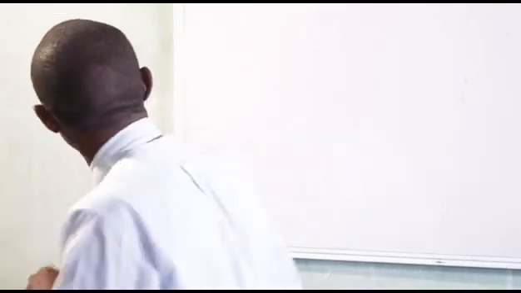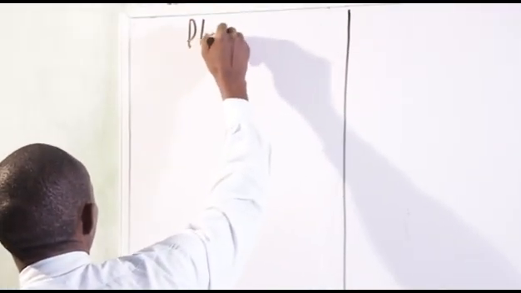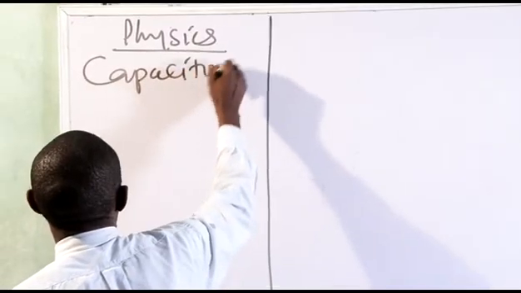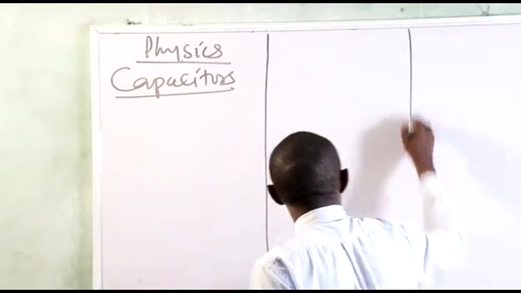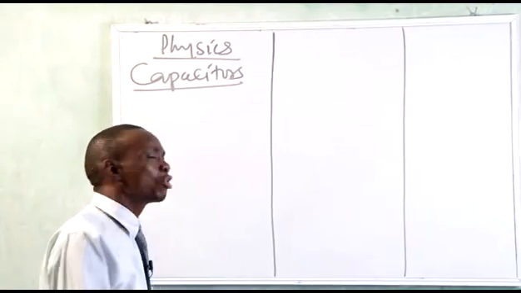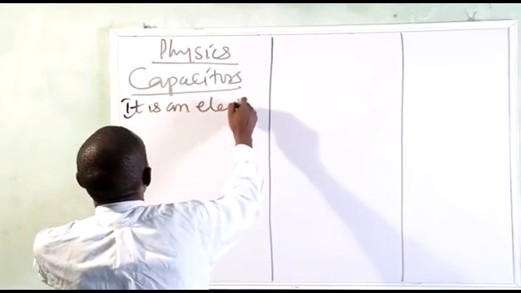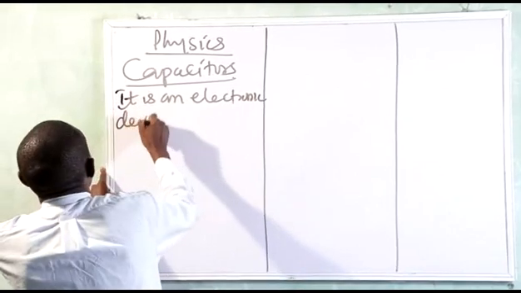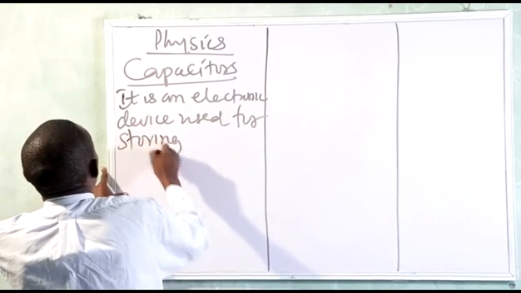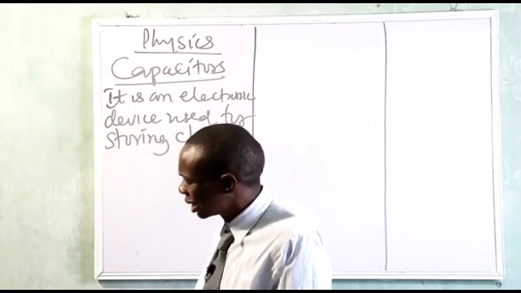So with you in physics, I want to take the topic I call capacitors. By definition, what do we call a capacitor? A capacitor is an electronic device used for storing charges.